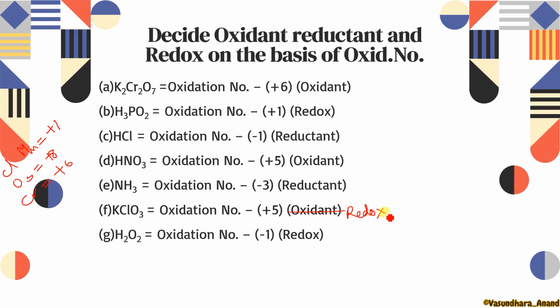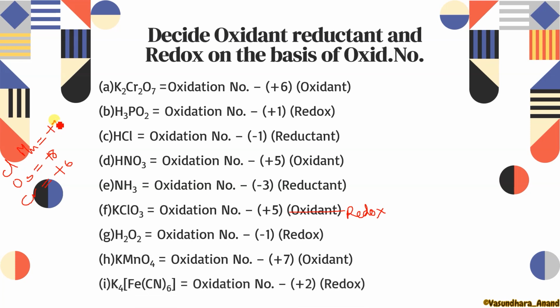That means both oxidation and reduction are possible for the same element in the same reaction. Now KMnO4: if you find the oxidation state of Mn, it is +7, and as I told you, Mn shows a maximum of +7, so it is an oxidant, a strong oxidant here. Next is K4Fe(CN)6. The way I told you to find this: K is +1, so for 4K it will be +4. For Fe, we don't know, so let it be x, and for 1 CN it is -1.